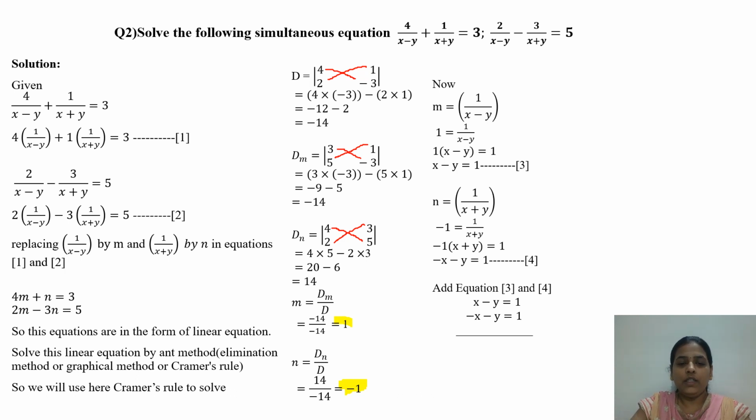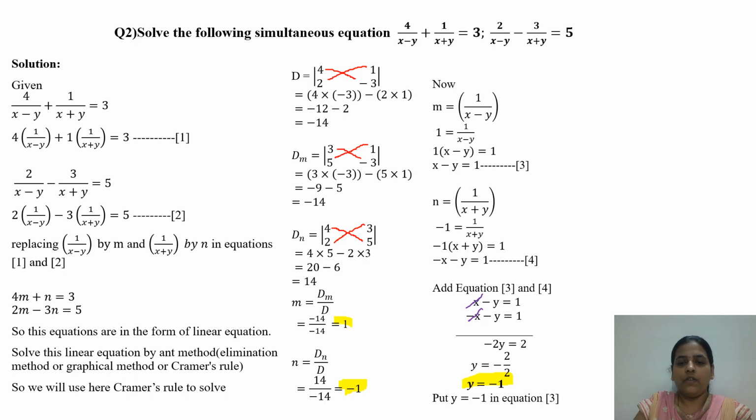Okay, when we cancel this out, plus x and minus x get cancelled. So next result is minus y minus y, that is minus 2y is equal to 1 plus 1, that is 2. Okay, so therefore y is equal to minus 2 upon 2. Minus 2 upon 2 means y is equal to minus 1. So this is the value of y.